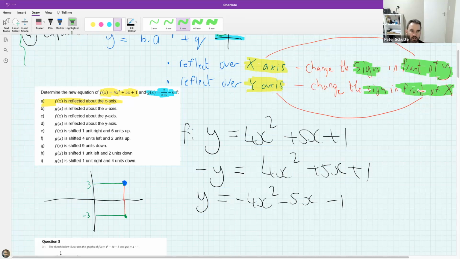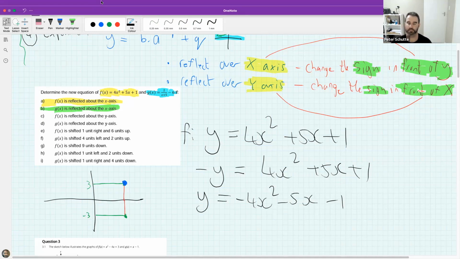Okay, now I want you to do b for me. So do that by yourself and see what you can get, and pop it in the chat. We're doing the green one now.